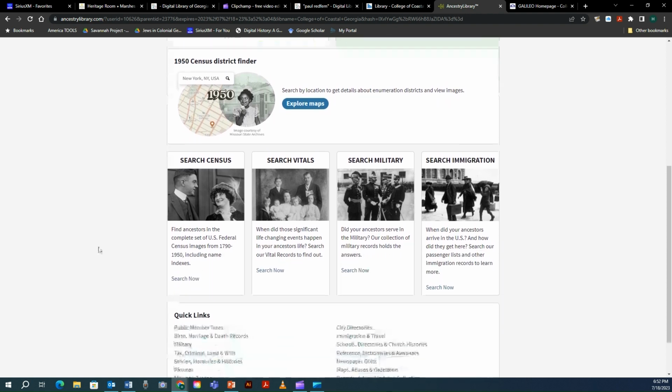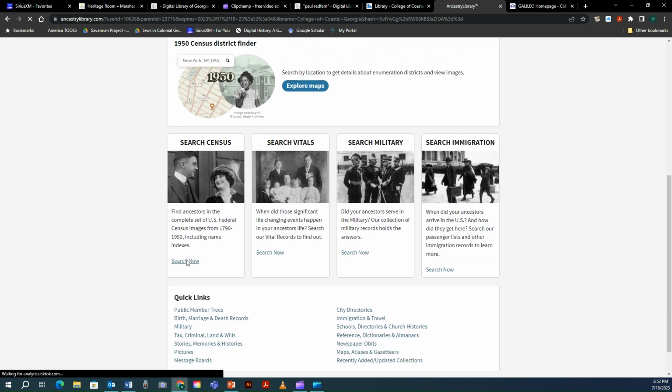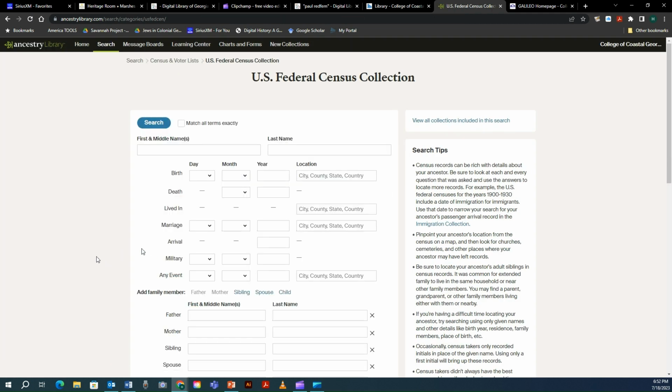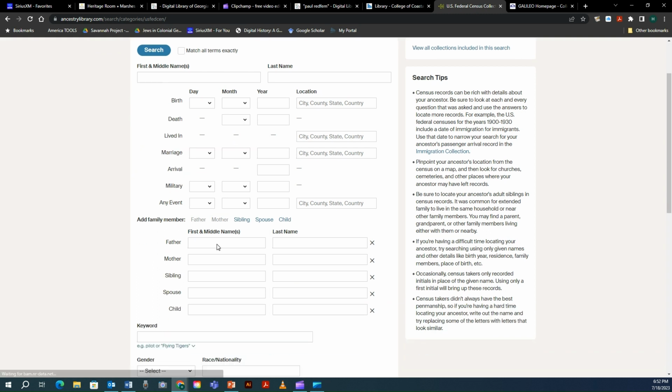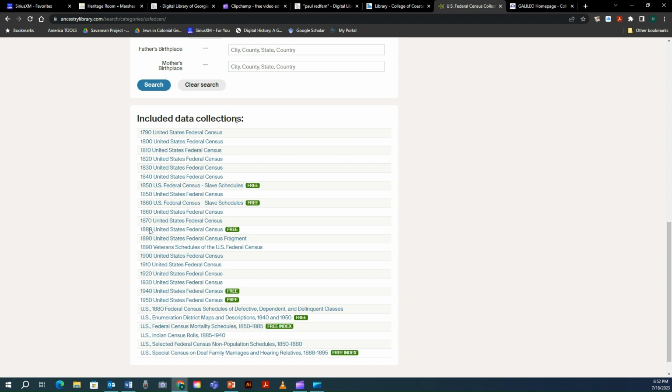If you scroll down a little bit, you see they're really highlighting the 1950 census because that's brand new. But we want to go to Search Census and click on Search Now. And again, we're not going to worry too much about this stuff. If you're looking for a certain individual person, this is the way to look for them in the US Census. But we're going to scroll down to the data collections. And to keep things simple, to match up with what I showed you on the PDF census page, we're going to look at the 1920 federal census.